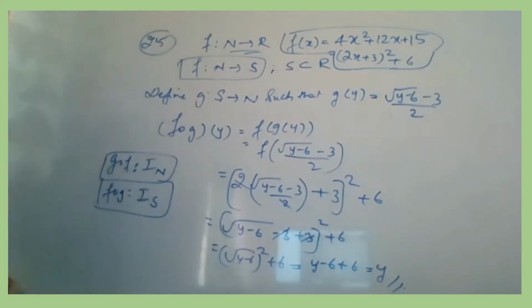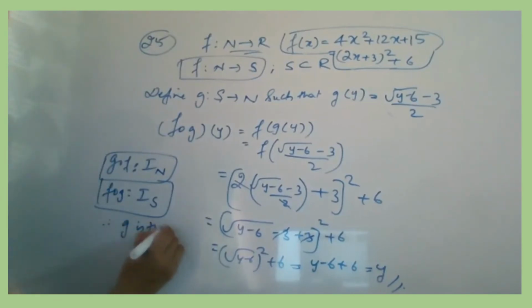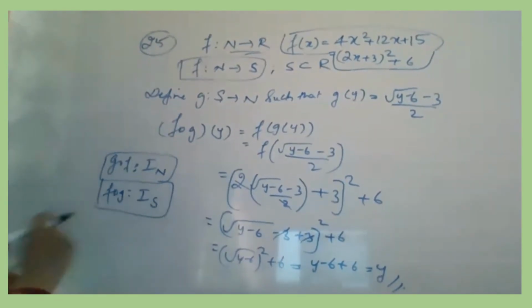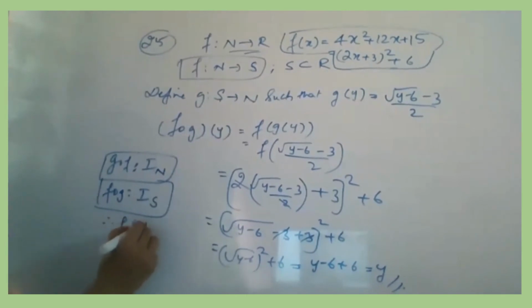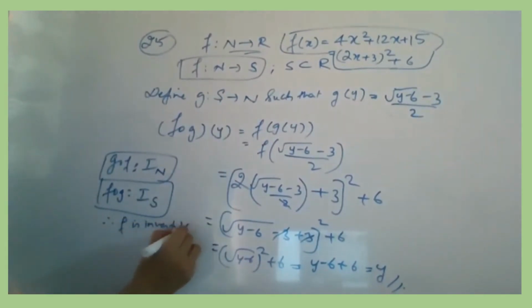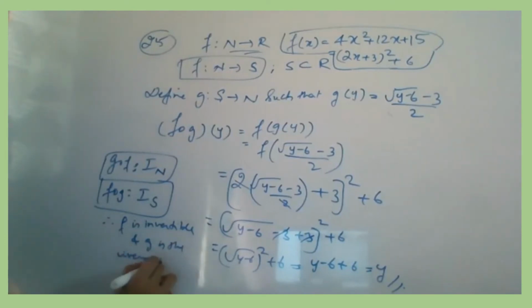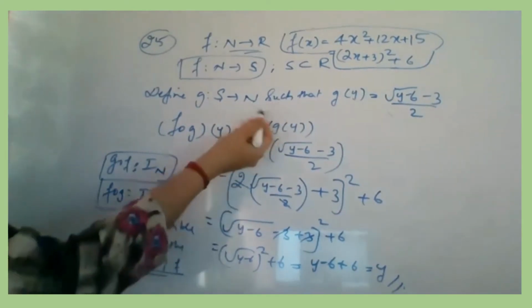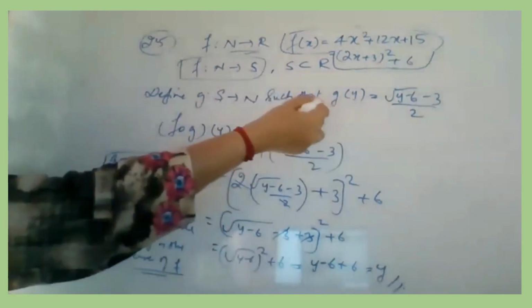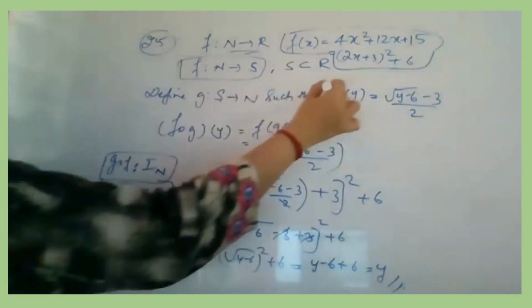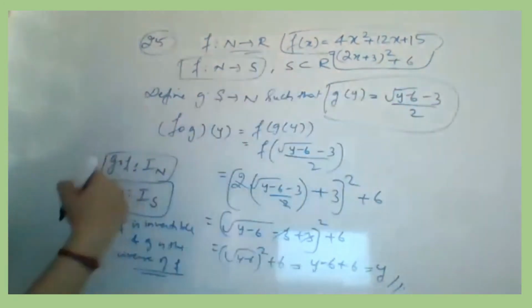So since you have g composition f equal to I_N and f composition g equal to I_S, therefore I can say that f is invertible and g is the inverse of f. You can write again that g is defined as this. So this is your inverse of f.